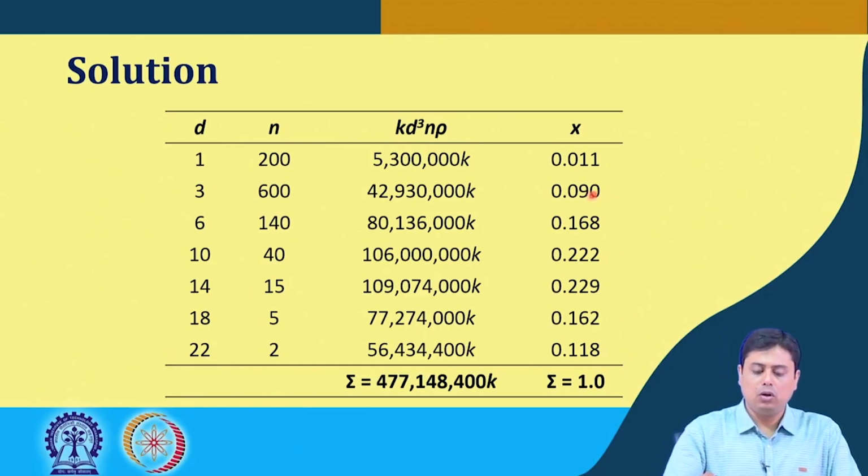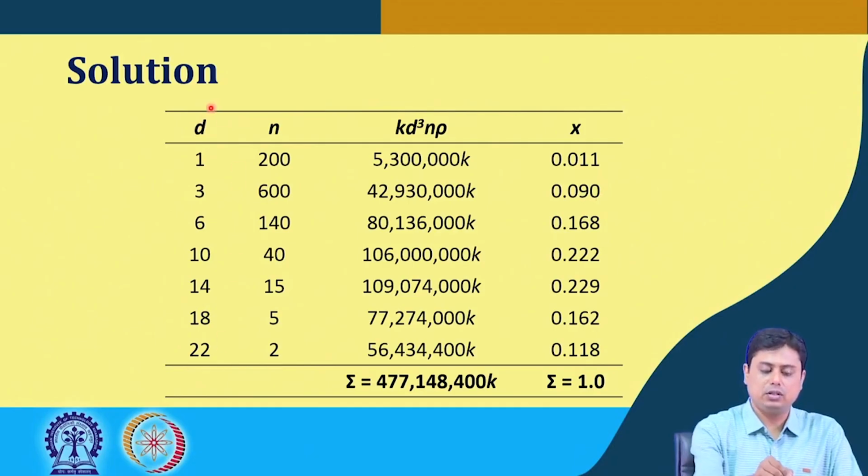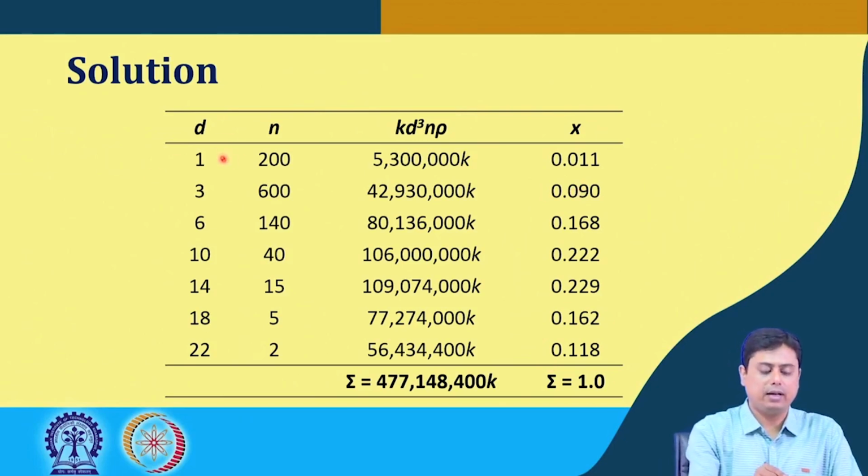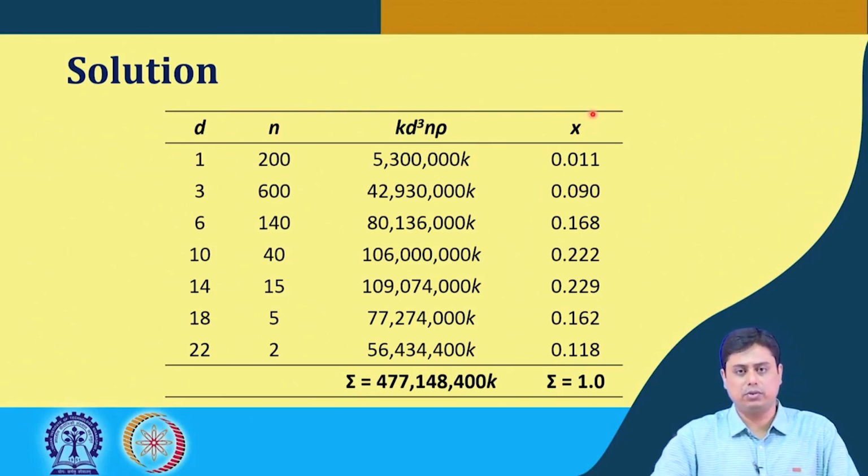So which means now we have the size range and mass fraction. Eventually what we have done is convert this number distribution to a mass fraction distribution.